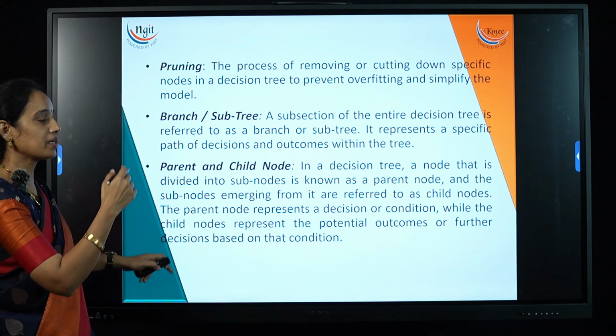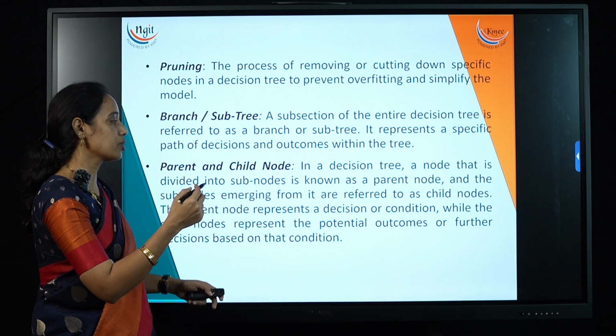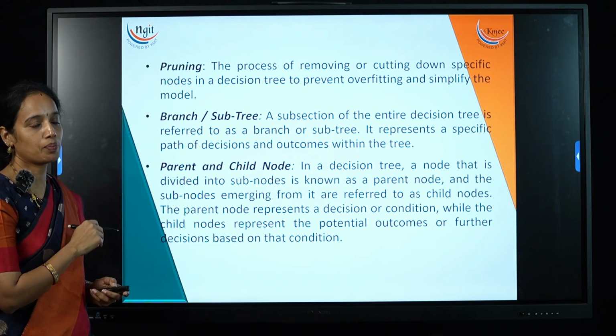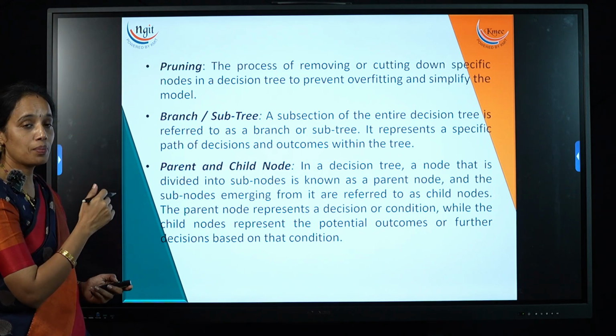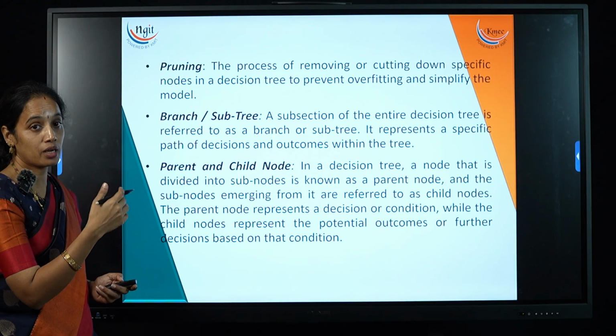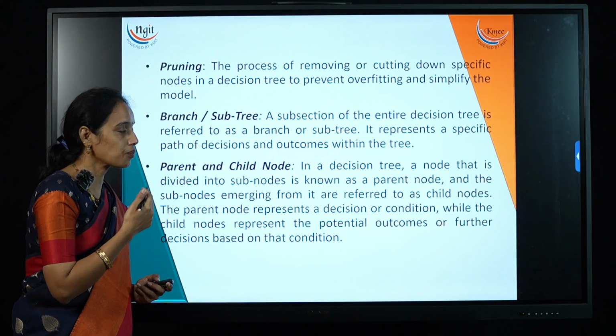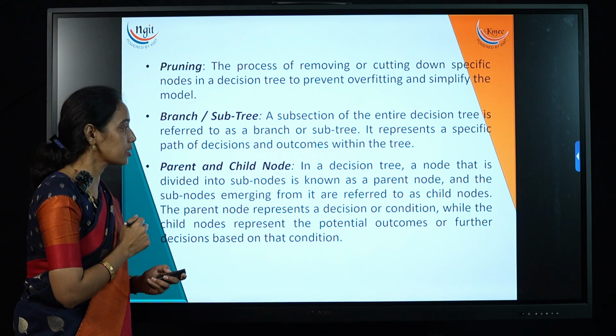Whereas this parent node represents a decision or condition, the child nodes represent the potential outcomes or further decisions based on that particular condition. So these are some terminologies. We should get familiar with these terminologies whenever we are constructing any application with the help of a decision tree.